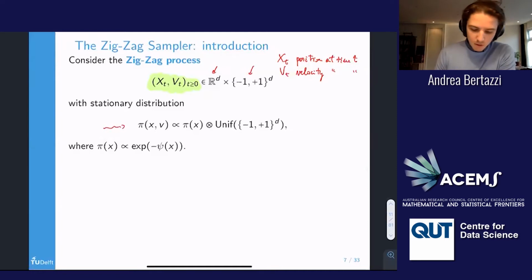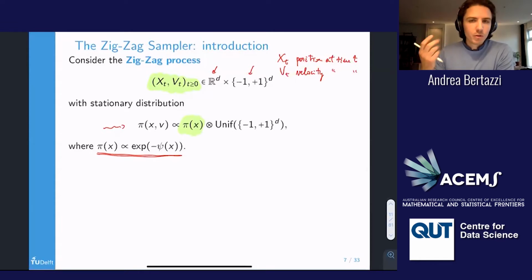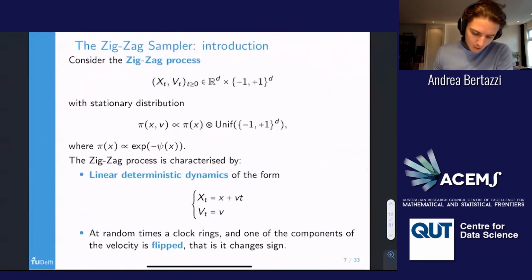This is a horrible way of writing it, but the important part is at least the position part of the process is converging to our target, so to the distribution we want to sample from, right? Which is what we wrote earlier. And then the velocity part asymptotically will be distributed according to a uniform distribution on {-1, +1}^d. But in general, we don't really care too much about it.